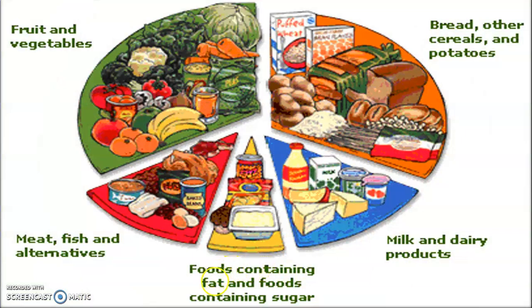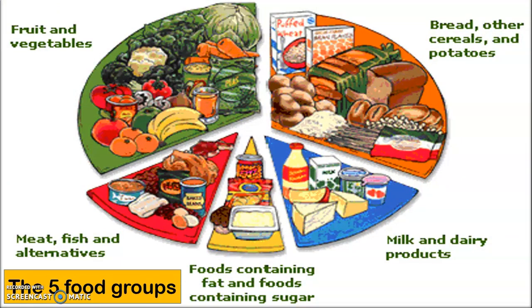Alright, now let's see. Look at this picture right now and pay attention to this part because we are going to talk about five food groups here, okay? So here we have fruits and vegetables, and it's very important for our body. And here we have bread, other cereals, and potatoes. And here we have milk and dairy products. And here we have foods containing fat and foods containing sugar. And also, here we have meat, fish, and alternatives, as you can see here, right? This is very important to keep in your mind, right? Okay? All right, let's see this part now.